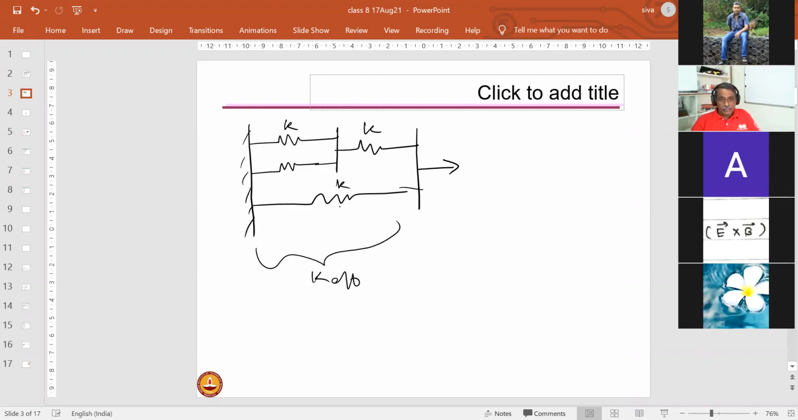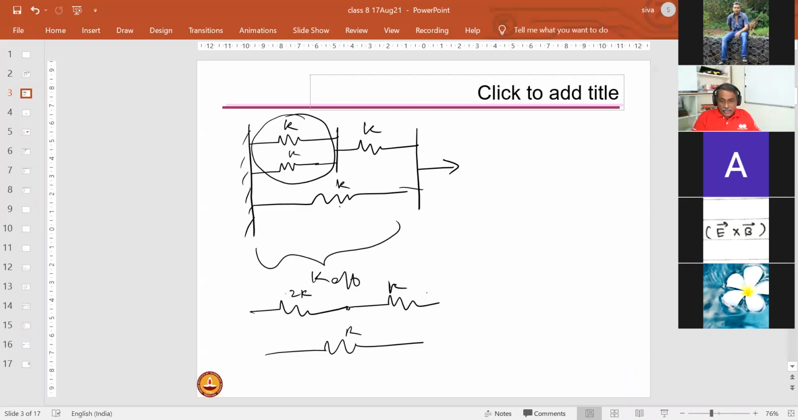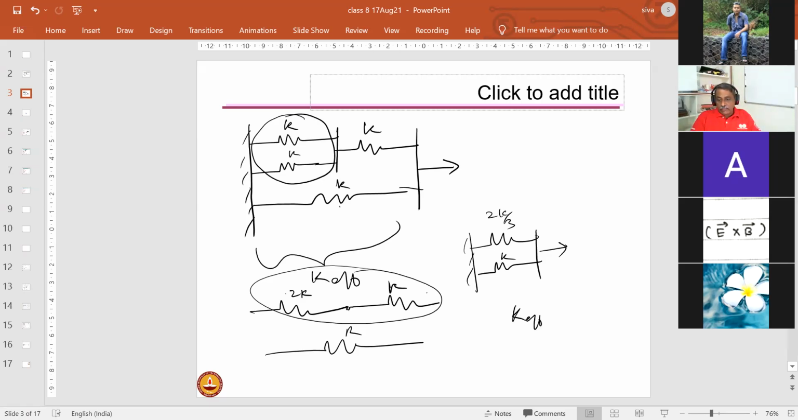For the first combination, these two springs are in parallel, so it would be 2K. I'll take this and make it into 2K. Okay, and then I have K, 2K here, and K in series. 2K in series, and then this is in parallel. So what I'll do is I'll combine these two. I'll get 2K by 3, and then K in parallel. So I have 2K by 3, and I have K here. I can combine this and tell you what would be the K effective, right?